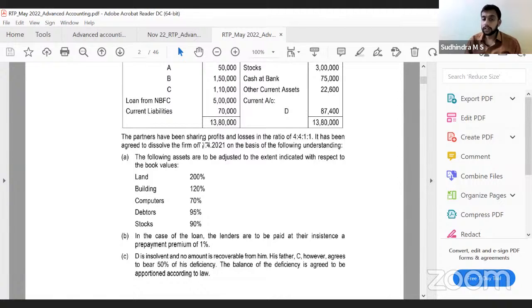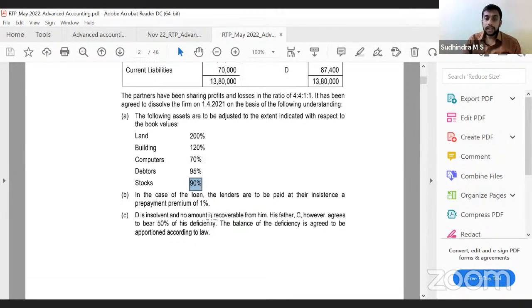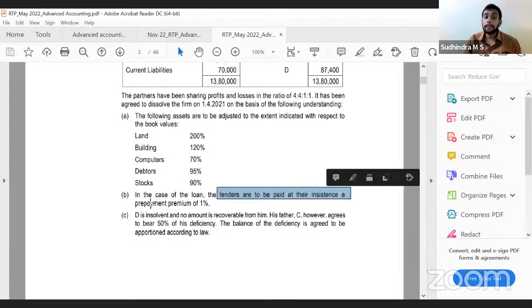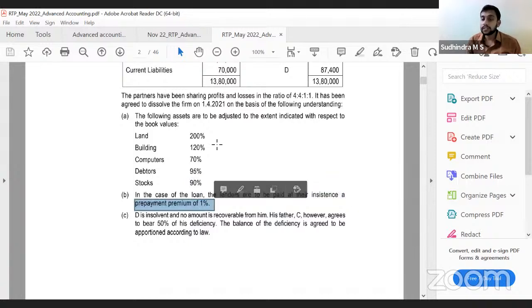It has been agreed to dissolve the firm on 1/4/2021 on the basis of the following understanding. The following assets are to be adjusted to the extent indicated with respect to the book values: land 200%, building 120%, computer 70%, data 95%, and stock 90%. These are the realizable values, right? Then in case of the loan, lenders are to be paid at their insistence a prepayment premium of 1%. What do we understand by prepayment premium? Discount.